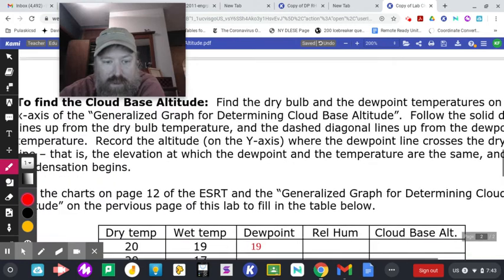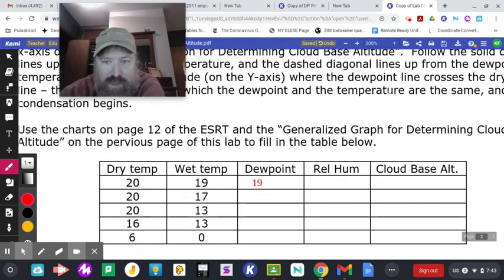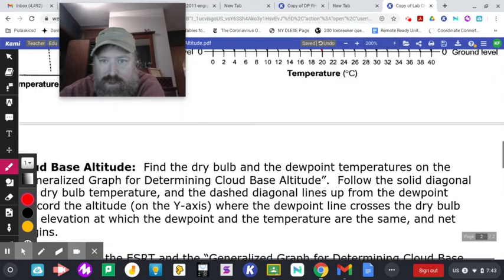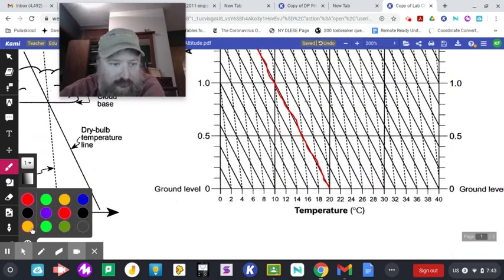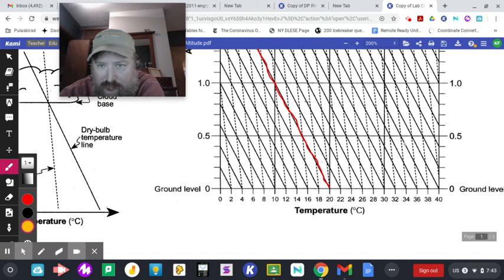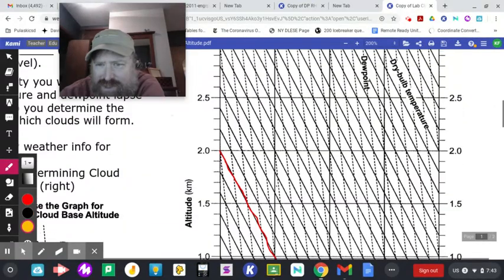Now, if the dew point is 19, all we've got to do is say, where does the dew point line intersect with that? I'm going to use a different color because I think it's going to be easier. The dew point line, remember, is the dotted line right here.